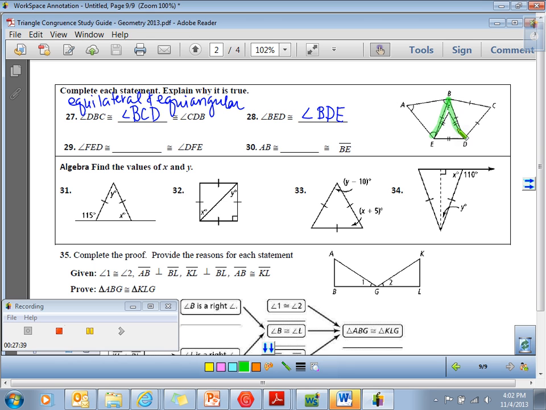Look, here's this triangle. You see how these two sides are marked congruent? We're talking about this triangle in here. Everything is green. So it said angle BED is congruent to angle BDE because it's an isosceles triangle. And those are the two base angles. So you could have said EDB or BDE. Those are the only two choices.